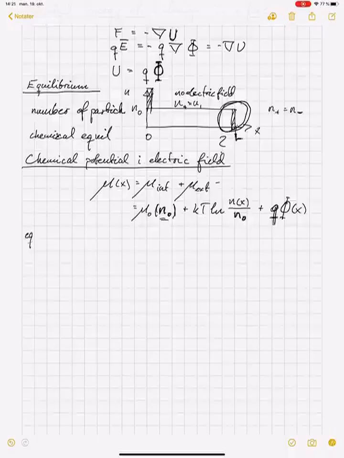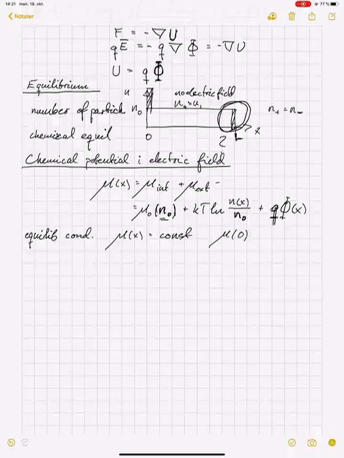So the equilibrium condition, that's just that the chemical potential is a constant, because if the chemical potential is not a constant, then things will be moving. So we can also express that as mu of x equals 0 equals mu at L. But of course it should be all the way. So we can put that into the expression for the chemical potential.